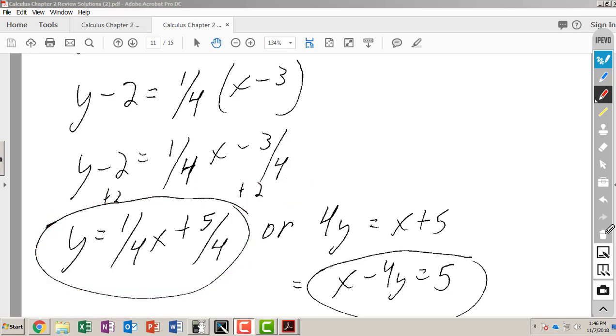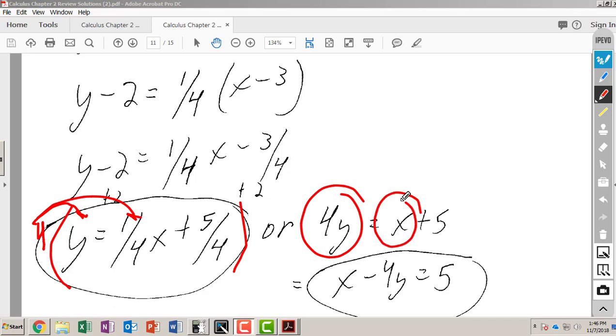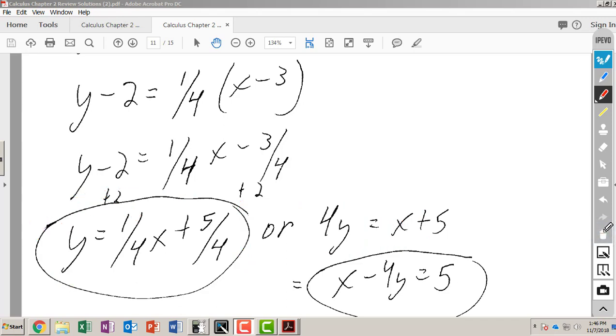Now, if you want to get what the book has for the answer, all they do is multiply everything by 4. And then they put it all on one side. When I multiply by 4, I get 4y. When I multiply this next term by 4, I get just x. And when I multiply this next term by 4, I get 5. Now to put it into what's called standard form, that means everything is on one side of the equal sign. I just move this 4x over here. So another way to see the answer is x minus 4y plus 5 equals 0.